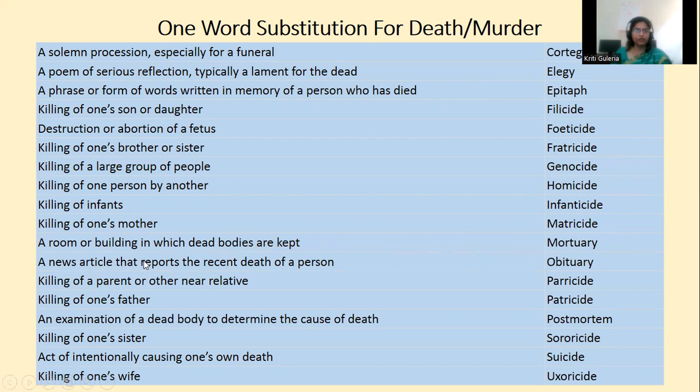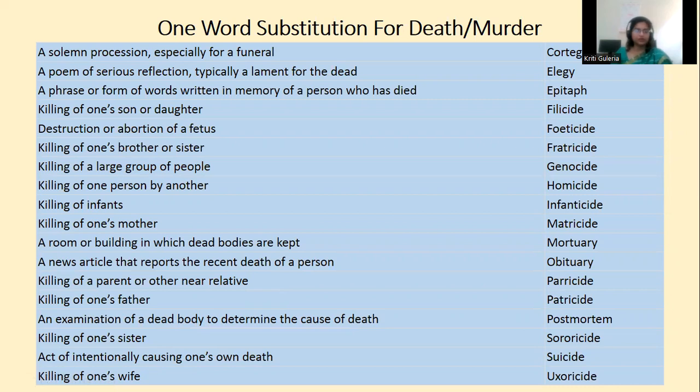A news article that reports the recent death of a person, obituary. Killing of parents or near relatives, parricide. Killing of one's father, patricide. An examination of a dead body to determine the cause of death, post-mortem.